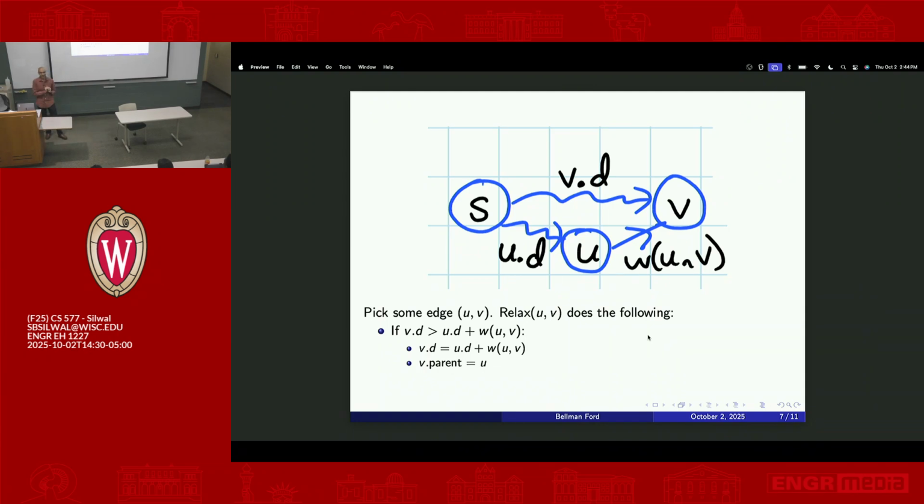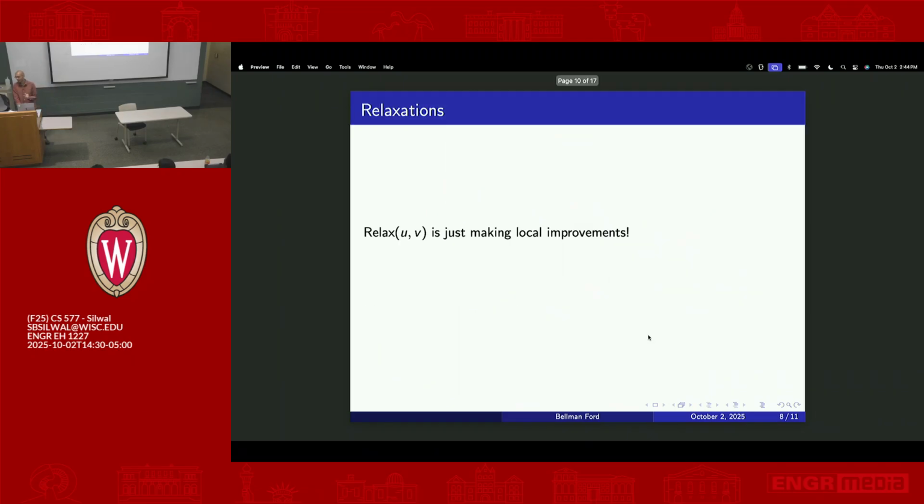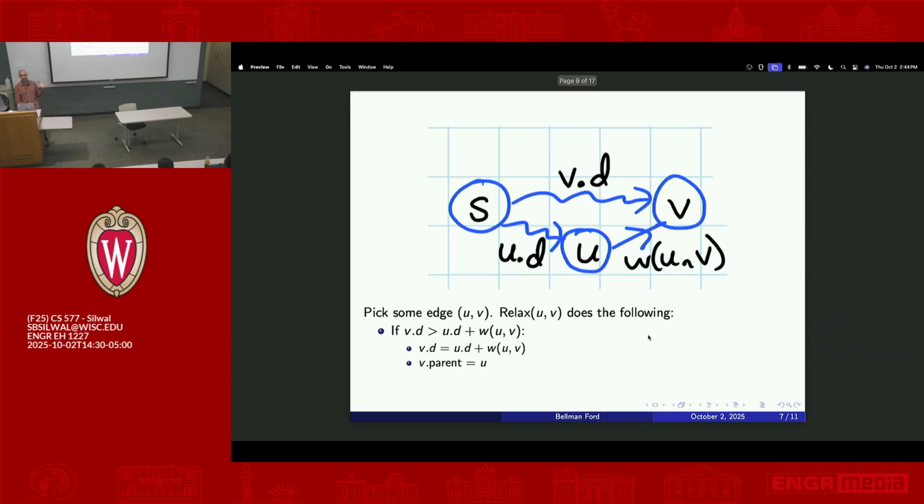This is a very local improvement. I'm only looking at one edge and two endpoints. Now this is the magic of this Bellman-Ford algorithm. Somehow we're going to make lots and lots of these local improvements, and it's going to lead to a globally optimal algorithm. Okay. So before I present the algorithm, there's just one small piece. Any questions about what this operation is doing?